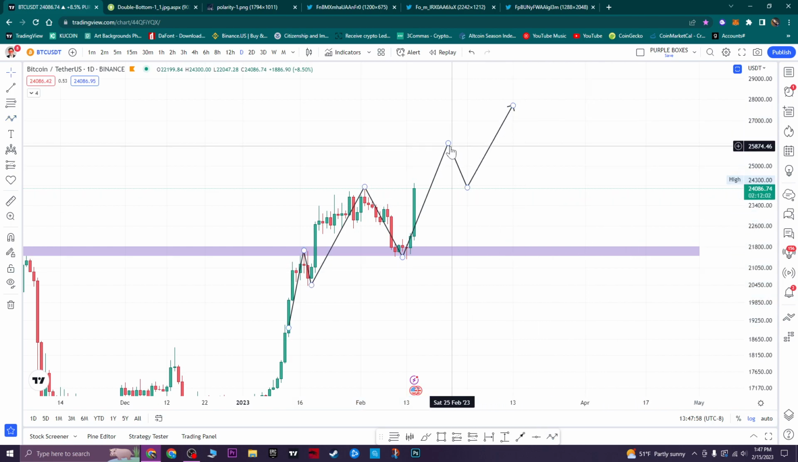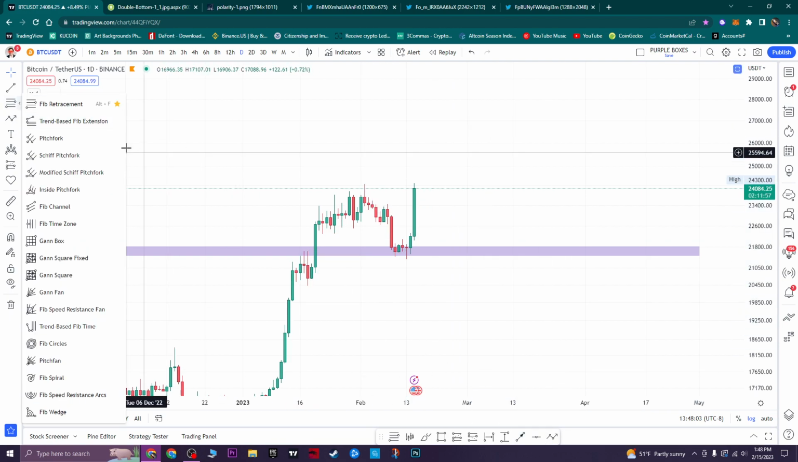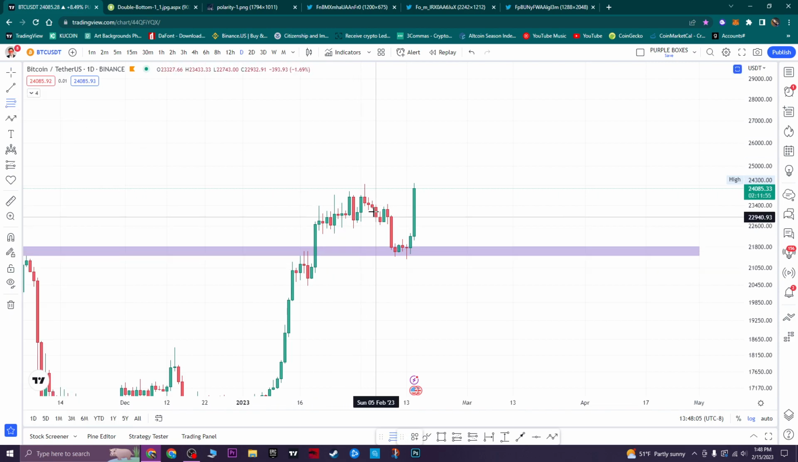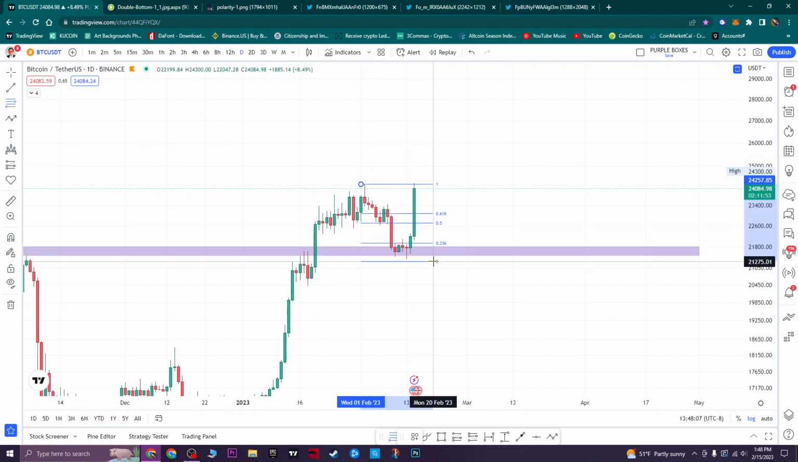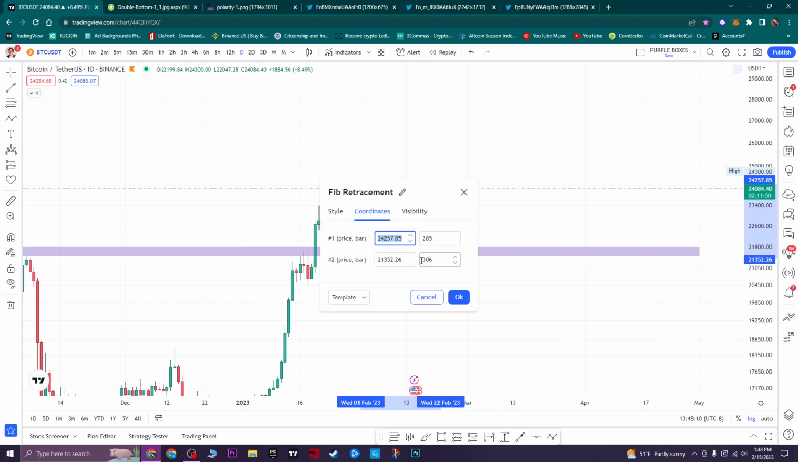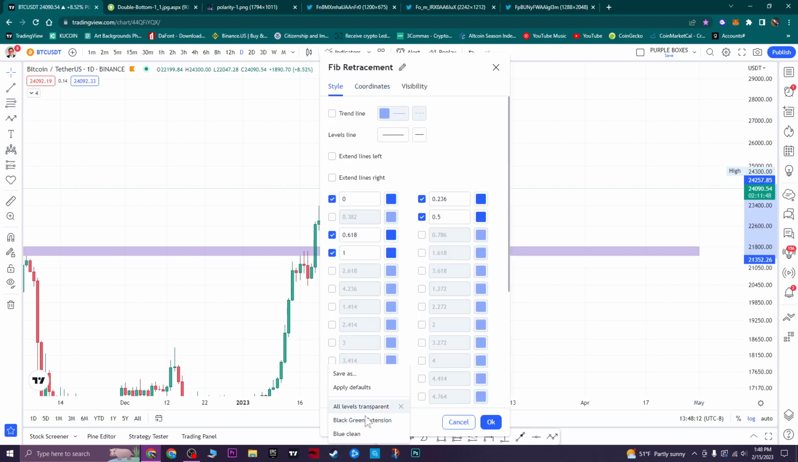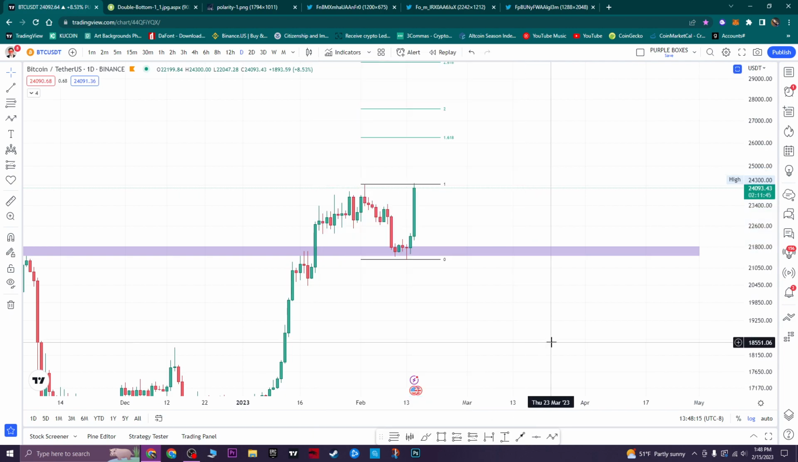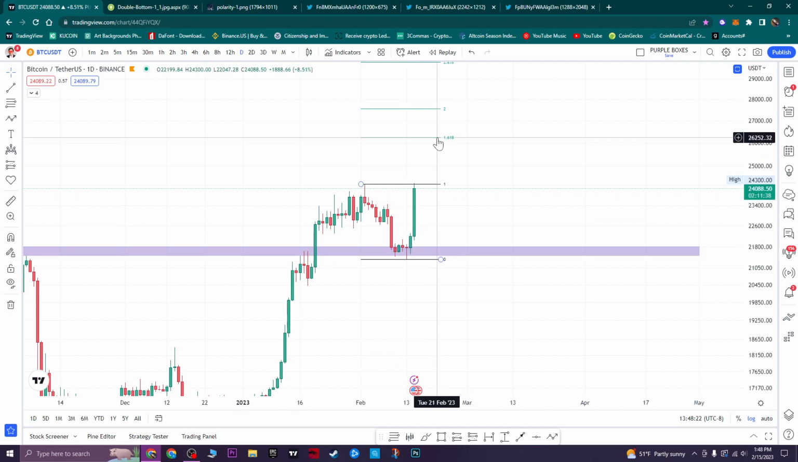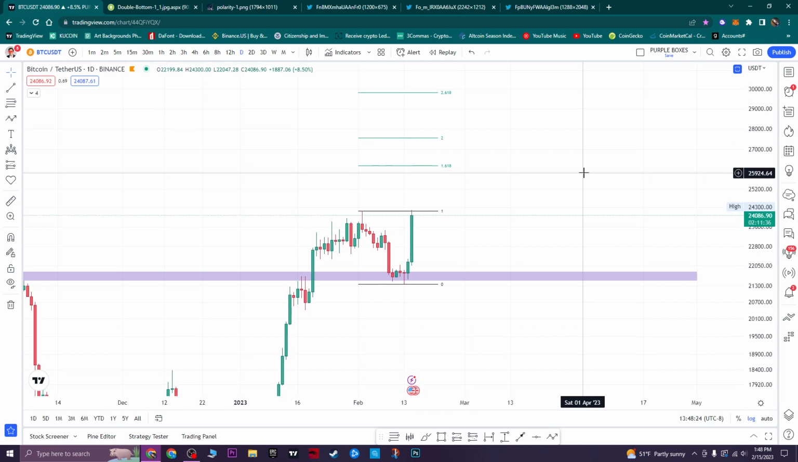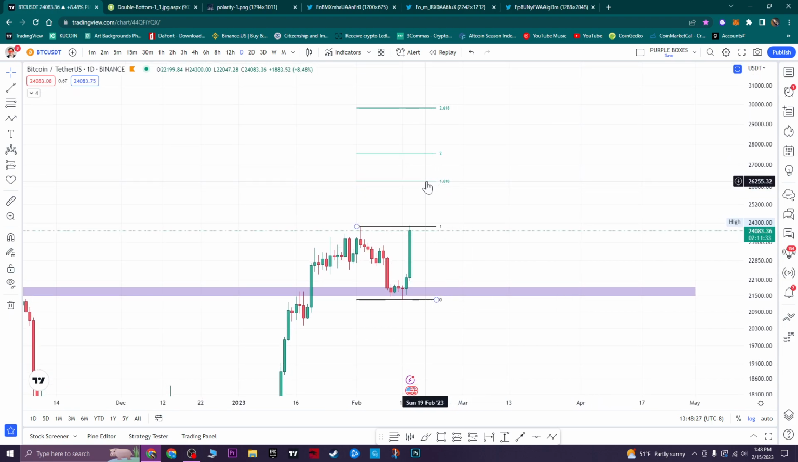See, the only way we can speculate for now is if we use the Fibonacci tool. From the high to the low, we use the Fibonacci extension. Let me go ahead and activate it. So this is the Fibonacci extension. We are measuring from this high to this low, and it's giving us these levels. These are the levels that I'm looking for. This is going to be the first level of resistance. We might not face as much resistance.